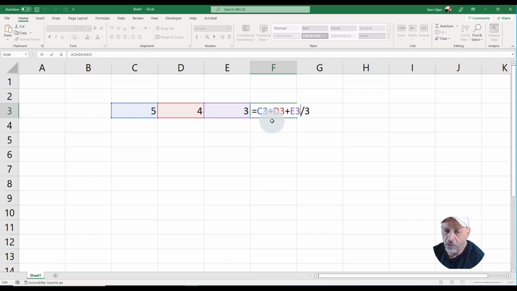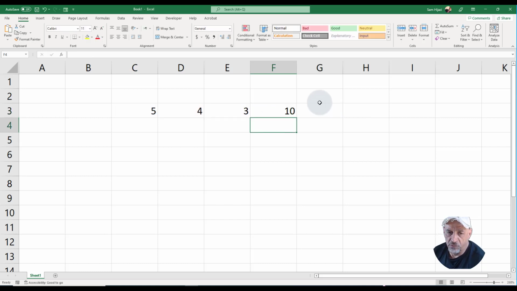First of all, this specific formula has addition and division. The division is going to have higher priority, higher precedence, over the addition. So it's going to divide whatever is in E3 by 3, which gives me 1. Then it's going to go from left to right through the formula, and I take 5 plus 4 plus 3, which gives me 10. So this is, of course, the wrong answer.